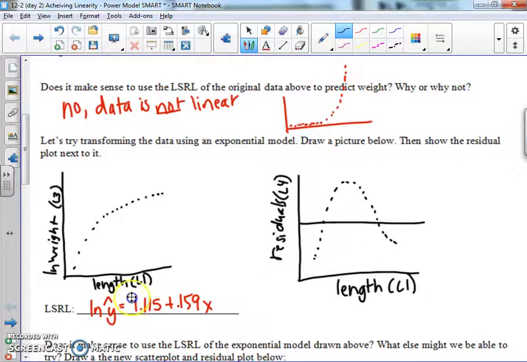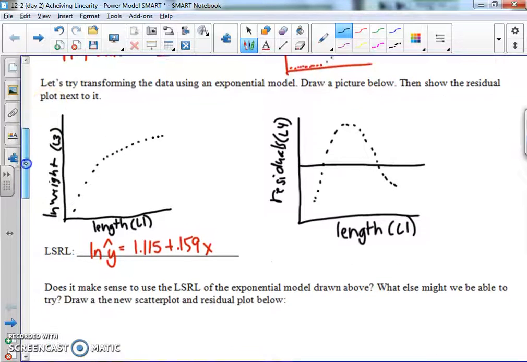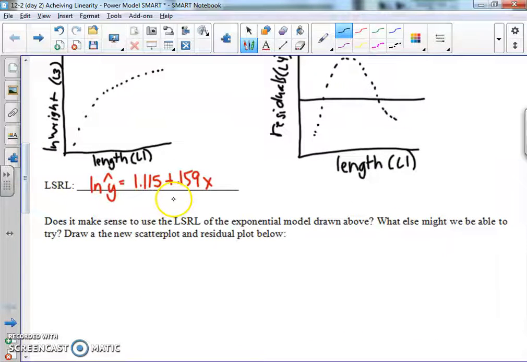So, do you think this is a good line to help predict the weight? I don't think so. It's not a line. You only want it to be a good predictor if you can force it to be a line. And unfortunately, taking the natural log did not force it into a line. And even if we did a log, remember the graphs look the same way, even a log would not have forced it to be a line. So the question now, does it make sense to use this least squares regression line of an exponential model drawn above? I would say no. So I'm going to squeeze that in. No, I don't think it would be a good idea.